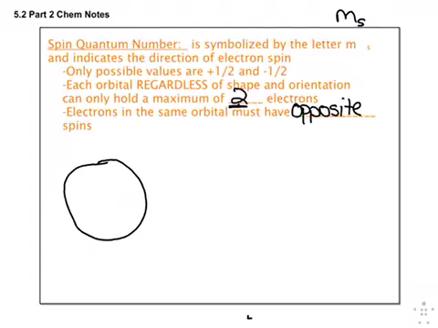So we represent in a single orbital, here would be your first electron, indicating the positive spin, and then the second electron has the down arrow representing the negative spin. And so your spins have to have an opposite direction within an orbital. So this is a simple orbital representation.